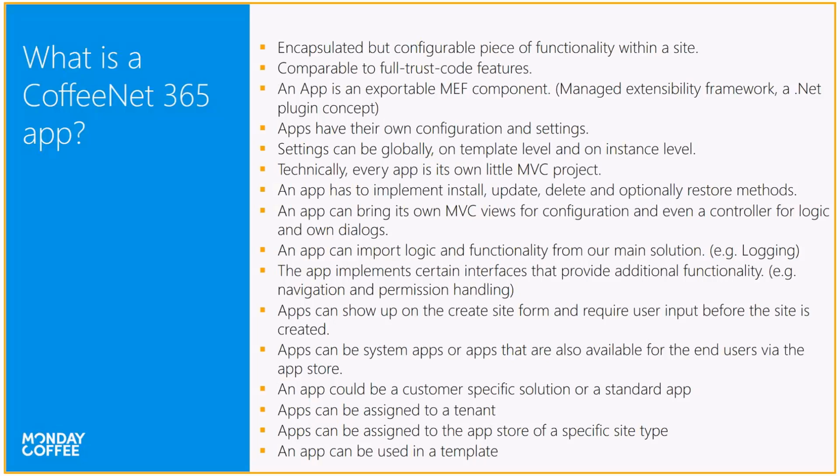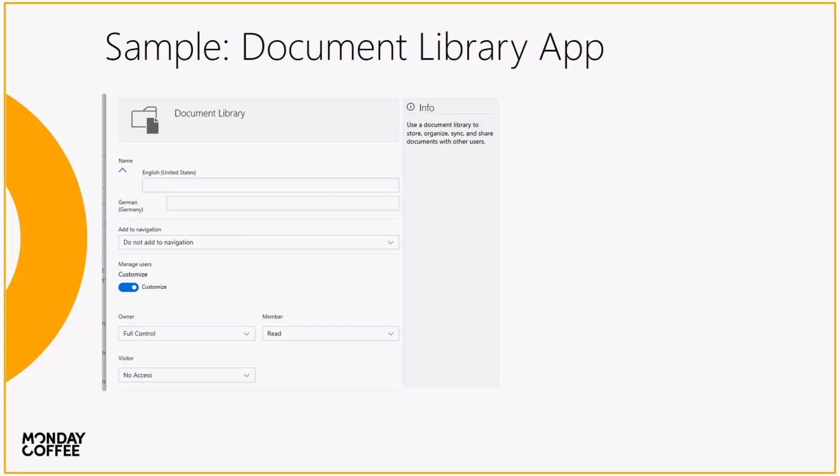And like I said, an app can be assigned to a tenant and to an app store, and apps can be used in a template, of course. I'll get into details about this a little later. So let's take a quick look at an example. Let's talk about our document library app. Everybody knows what a document library is. But you can imagine not every customer wants their document libraries to look the same. They want to have different columns and maybe different content types and whatever. This is where we are using the PnP provisioning engine, but I'll get to this in a minute. I would just like to show a quick screenshot.